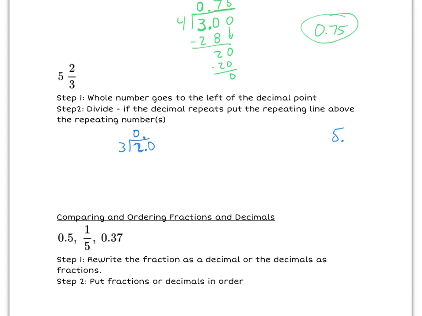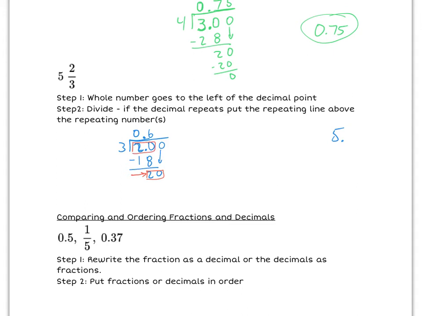Does 3 fit into 20? Yes. How many times? 6 times. 6 times 3 is 18. 20 minus 18 is 2. Put another 0, bring it down. What do you notice about your number? It keeps repeating. This 20 right here is the same as 20 right there.